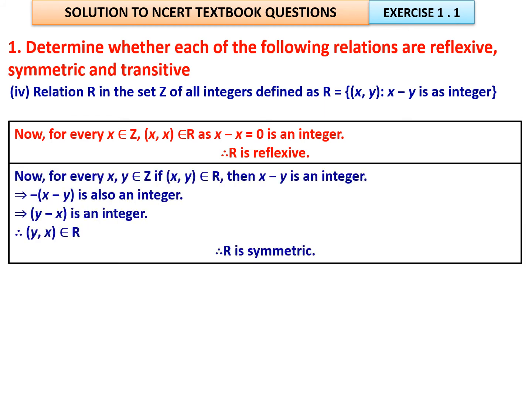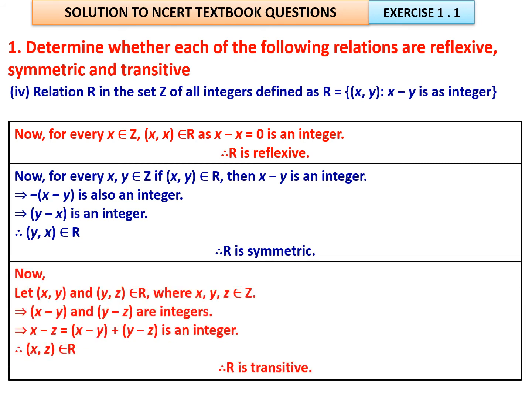Let us take x minus y as an integer, as x is related to y. When you take the minus outside, it is also an integer, so y minus x is an integer. Therefore, y is related to x. Therefore, R is symmetric. When I interchange the positions of x and y, you will get an integer. Therefore, it is a symmetric relation.